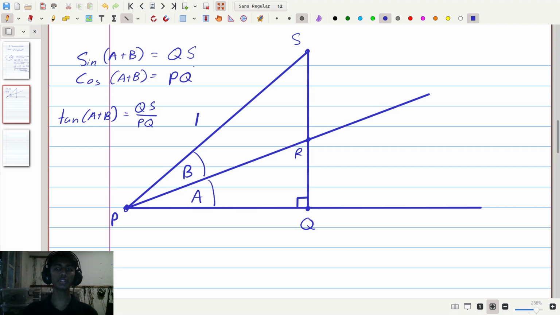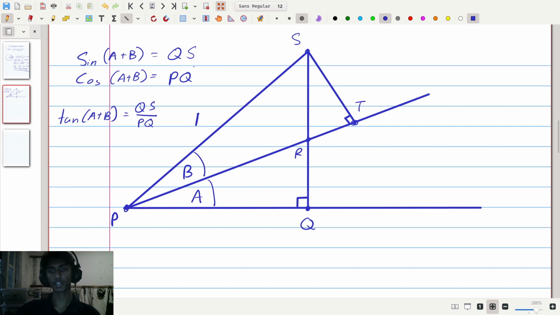So to do this, we are going to need to do a little bit of construction. We are first going to construct the perpendicular from point S to the line PR. It will look something like this. This is a 90 degree angle here, and we've constructed it. Let's call the point of intersection of the line from S and PR the point T.